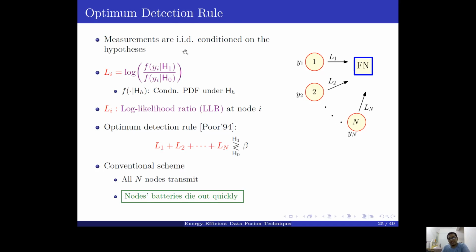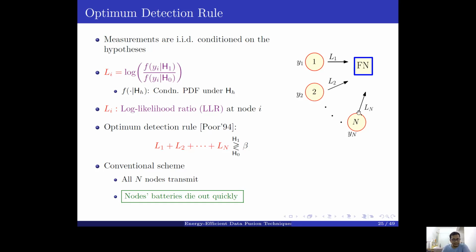Now, when the measurements are independent and identically distributed conditioned on the hypothesis, the detection framework is as follows. Once each node records the measurement, it computes a local log likelihood ratio, or LLR, denoted by Li. They transmit these LLRs to the fusion node, which sums them up and compares them to a threshold, which is determined by the probabilities of the hypotheses and the cost functions, and based on that, it decides between H1 or H0.